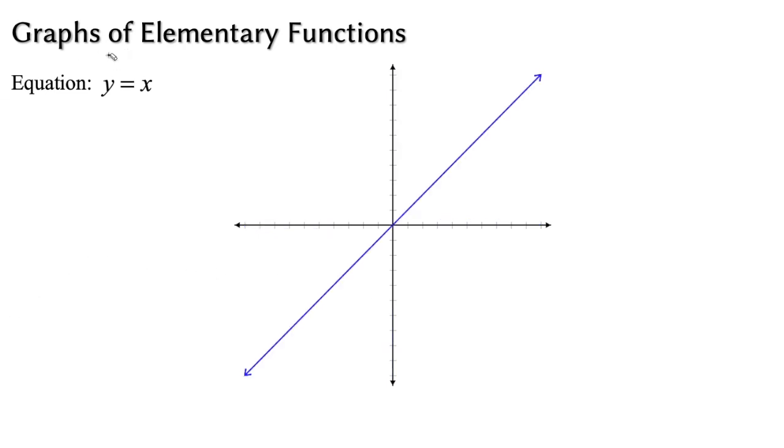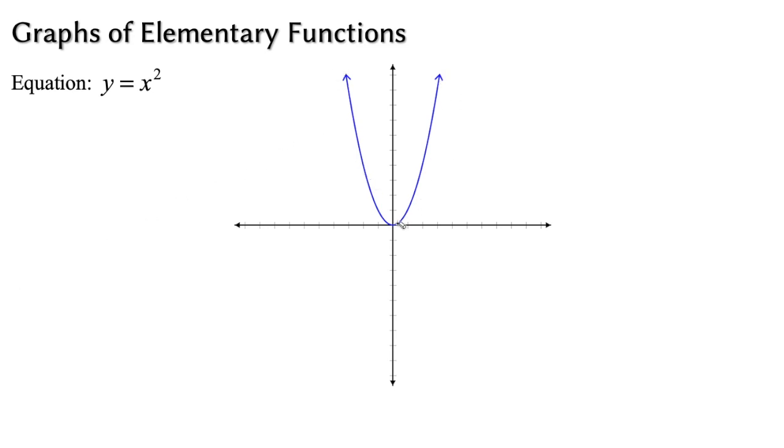The graph of y equals x is the most basic linear equation, passing through the origin with a slope of 1. If we square x, now we have a parabola, a second degree function, which again passes through the origin and increases in both directions. If we cube it, with an odd power, instead of going up in both directions, it increases left to right. Still passing through the origin, but clearly with negative inputs, we have negative outputs.